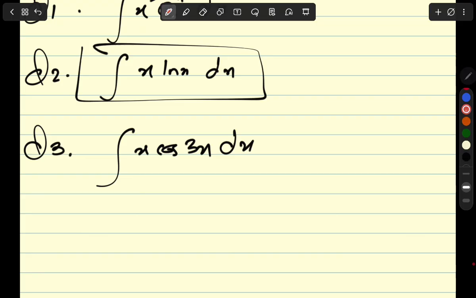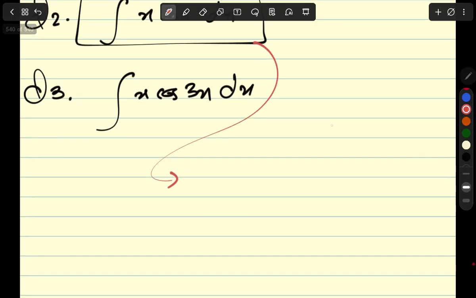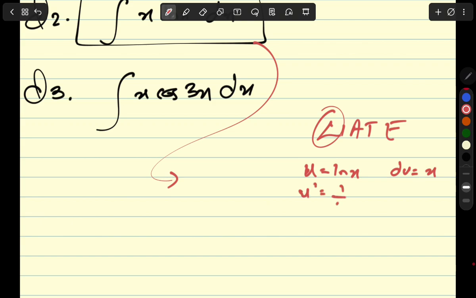Or perhaps let me do this one just for you. Okay, so x ln x. LIATE: log appears before algebra, right? So I'm going to take u as ln x and dv as x. Then u prime becomes 1 upon x and v becomes half x squared. Very simple.